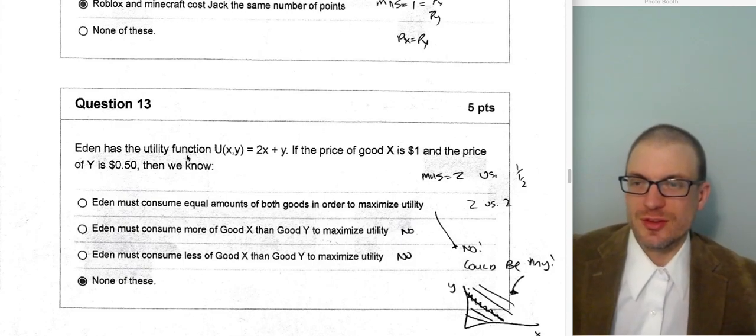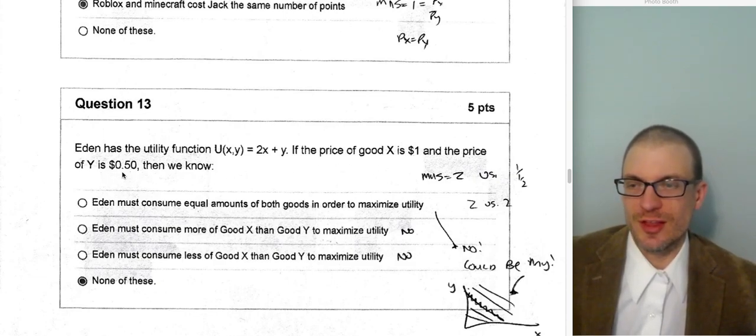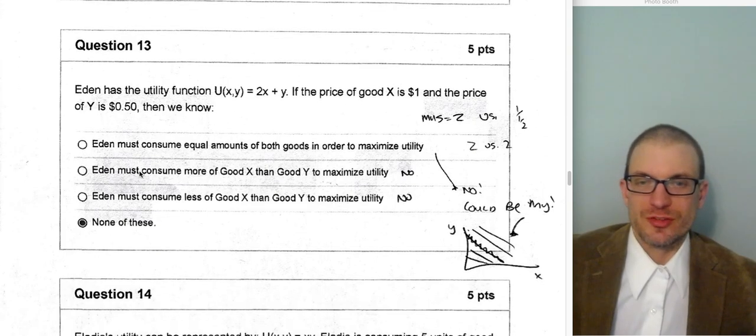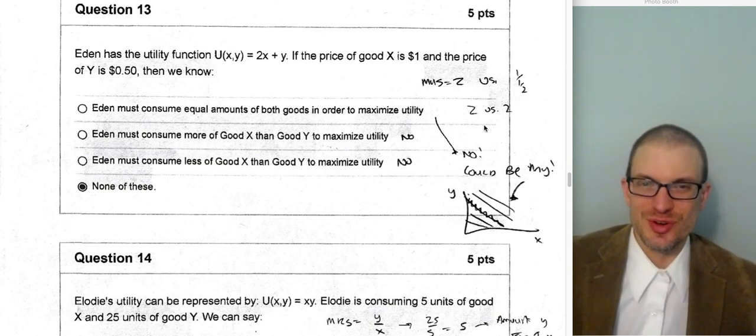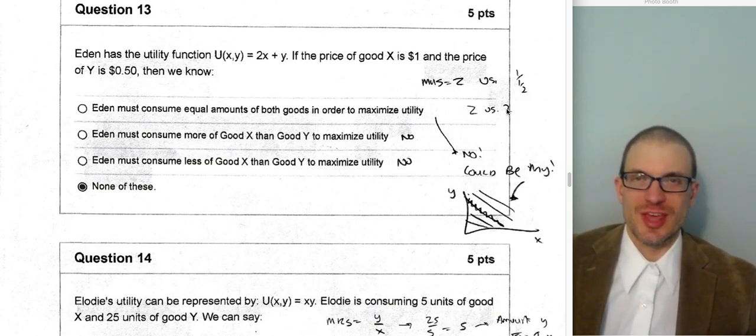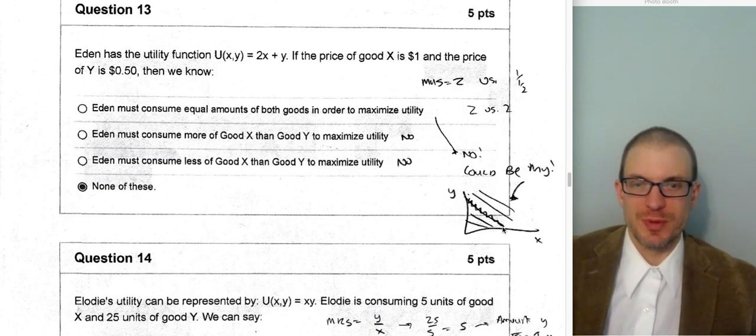Eden has the utility function 2x plus y. If the price of good x is $1 and the price of good y is 50 cents, what do we know? All right, so this is the utility function. The MRS is just the marginal utility of x divided by the marginal utility of y, so that's 2. And here the price ratio is 1 over 1/2, also 2, right? So the MRS is the same as the price ratio, so that's this picture, right? The indifference curves, one of them is coincident with the budget constraint. The indifference curves are otherwise parallel to the budget constraint.